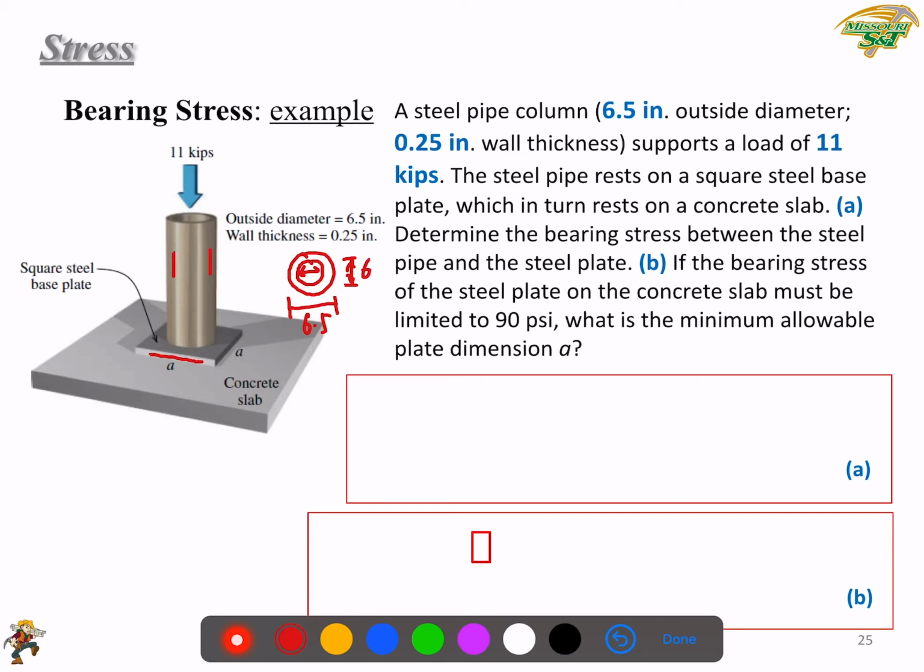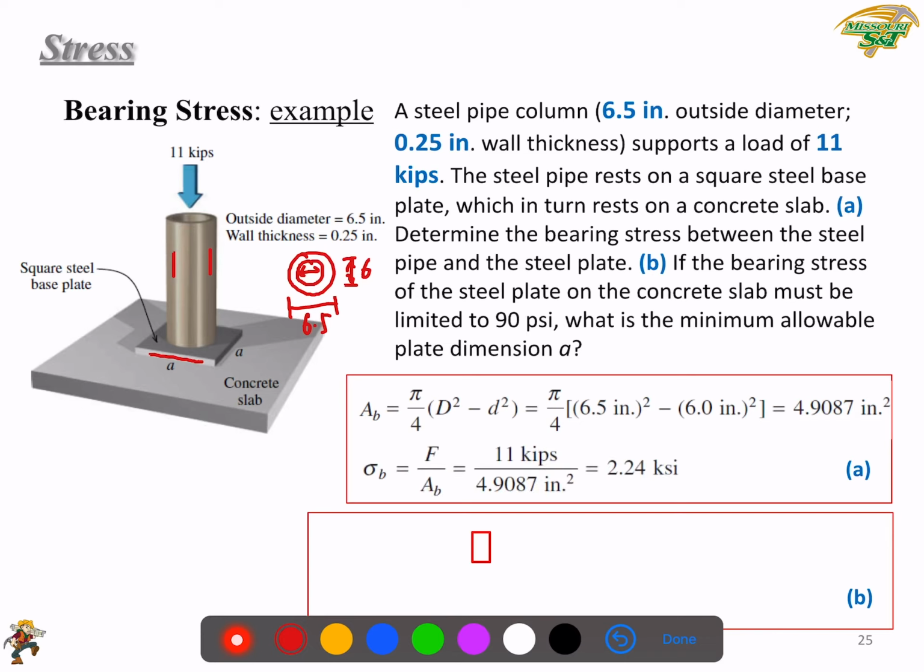Then we can calculate the area of this circle, right? So that would be pi over 4 times external diameter square minus internal diameter square. So you will get a result. Then the bearing stress between the tube and the plate will be just the loading, 11 kips over this area. So you will get the result.